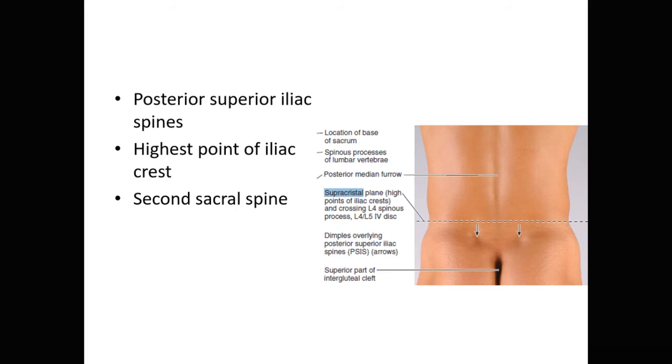Then the highest point of the iliac crest, it is lying opposite the interval between the spines of L3 and L4. So this is also known as the supracristal plane. Then the second sacral spine, it is lying at the middle of the line joining the two posterior superior iliac spines. So the posterior superior iliac spine is lying at the level of S2.